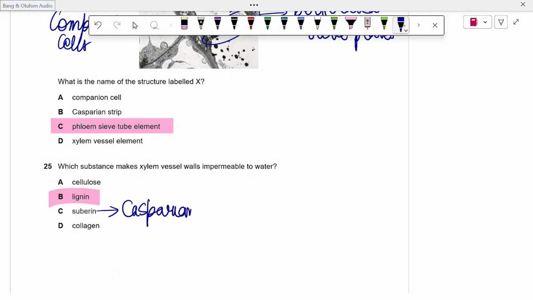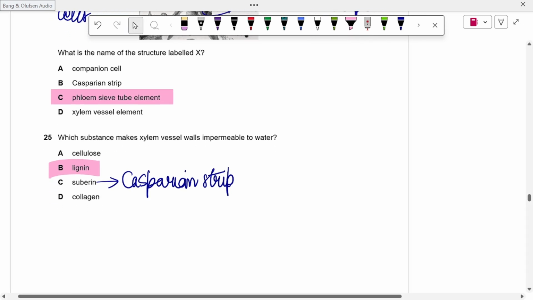Casparian strip, so revise it once. Cellulose is in your cell wall. Lignin is in your xylem vessel element.